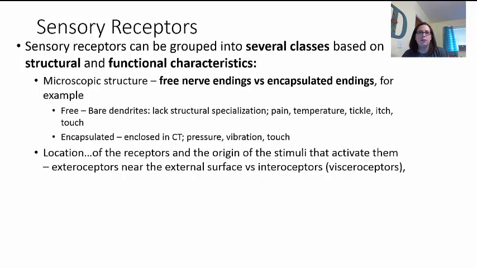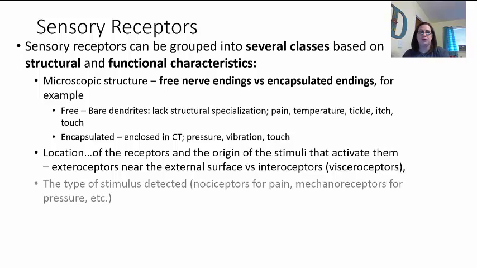Also, we see these receptors could be based on their location. So they could be put into a group based on where they're found. So the location of the receptors and the origin of the stimuli that they activate could determine what kind of receptor we're looking at. So one example are the external receptors. These are going to be more on the outside. External means outside. So they're near the external surface like your skin. On the other hand, there's interoceptors. Those are going to be inside your body, closer to your visceral organs. So sometimes these are also called visceroceptors because they're going to pick up information from your viscera, which are your internal organs.